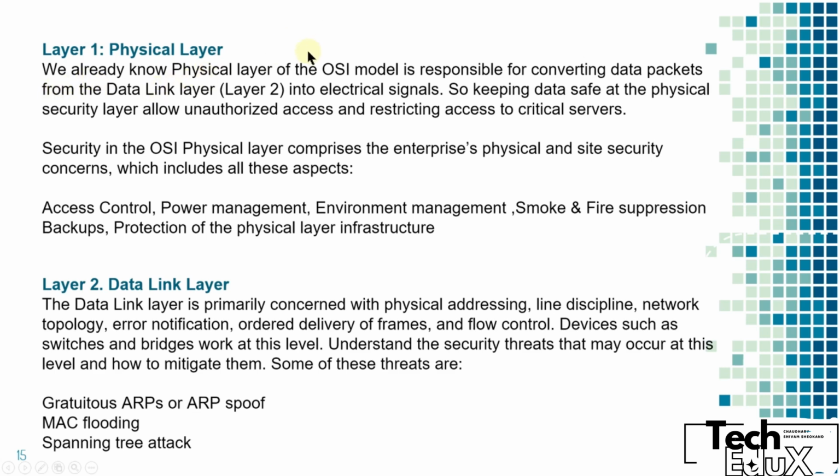We already know the physical layer of the OSI model is responsible for converting data packets from the data link layer, layer 2, into electrical signals, and we have already talked about bits and bytes. Keeping data safe at the physical layer means preventing unauthorized access and restricting access to critical servers. Security in the OSI physical layer comprises the enterprise's physical and site security concerns, which include access control, power management, environment management, smoke and fire suppression, backups, and protection of the physical layer infrastructure.